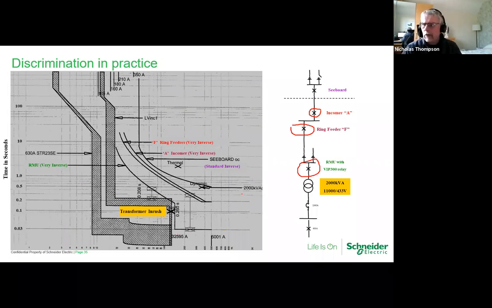Now, moving on to the LV side of it. So our 2,500 amp device is on this curve here. And you notice there it's crossing over the ring main unit circuit breaker curve. So that's a consideration you need to take into account.